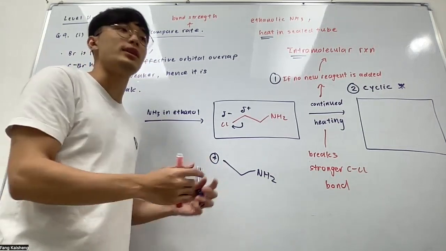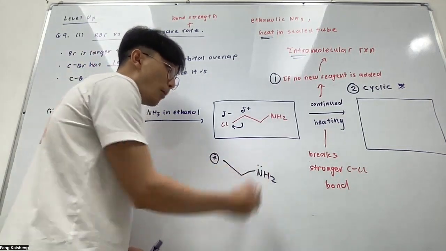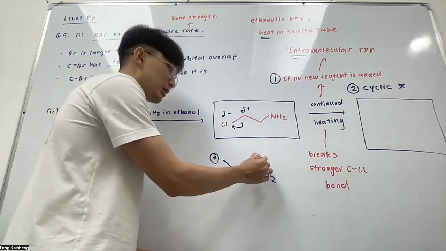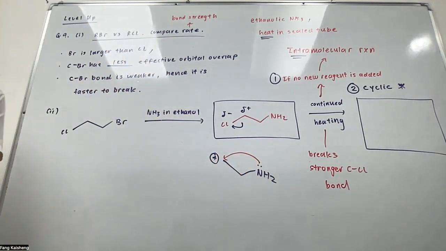Yeah, it becomes a triangle. Who attacks who? N's lone pair, because it's rich, attacks the carbon. That's the answer.